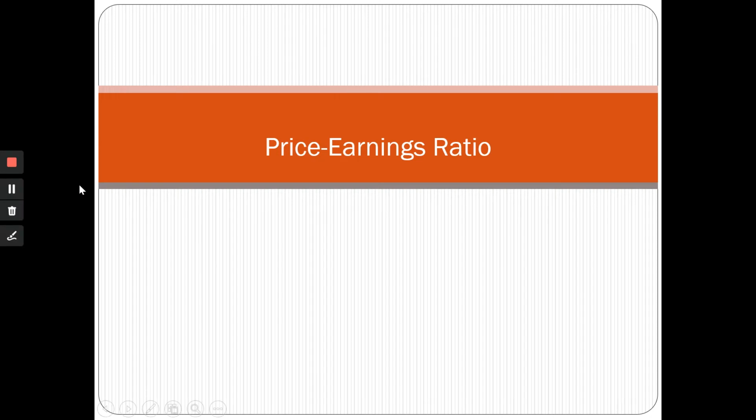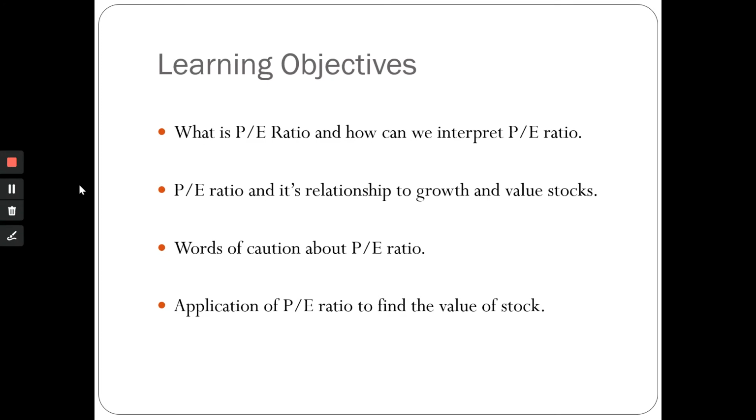In this lecture, we'll talk about the price earning ratio. This is another model or method to find the value of a stock. In other words, to find the price of a stock. In this lecture, we have a few learning objectives.